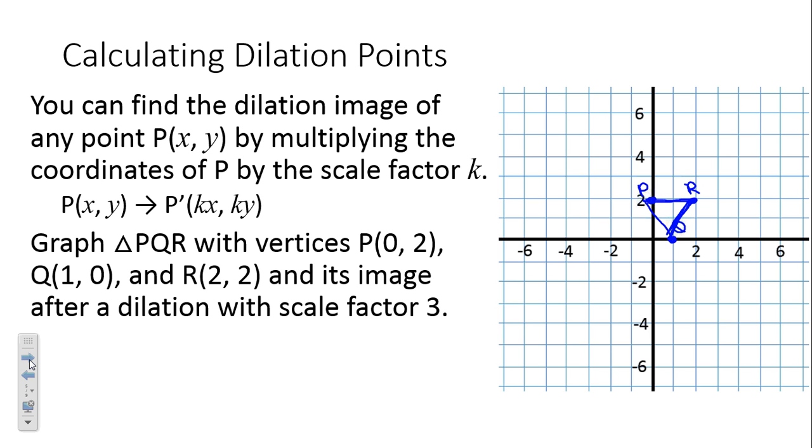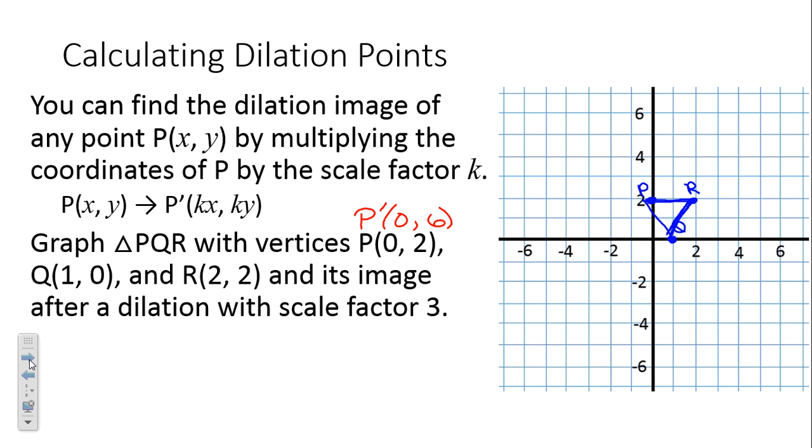Michael, what's the scale factor on this dilation? Scale factor of 3. So what are we going to do to find our new points? If P is 0, 2, our P prime will be what? It says to take 3 times the x and 3 times the y. So 0, 6 will be our new P prime.